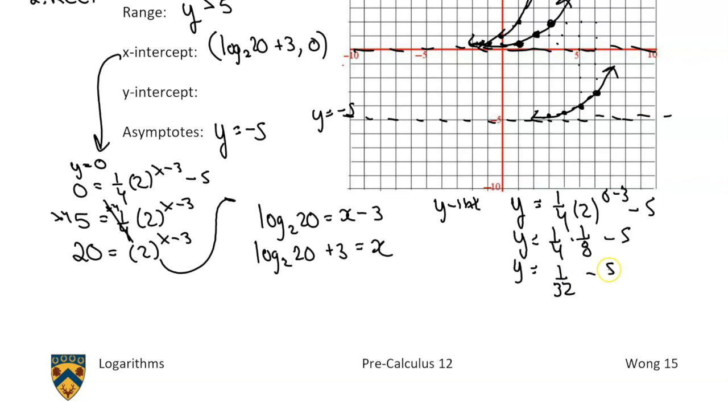And let's get a common denominator of 32. 32 times 5 is 160. So y is going to equal -159/32. I'm pretty sure. You guys can call me out on my math if that didn't go well. So the y-intercept is going to be -159/32.